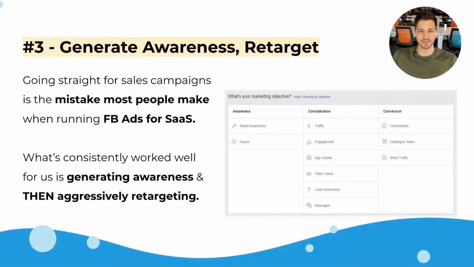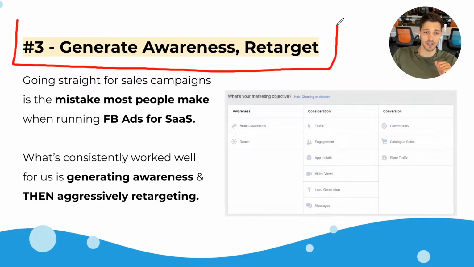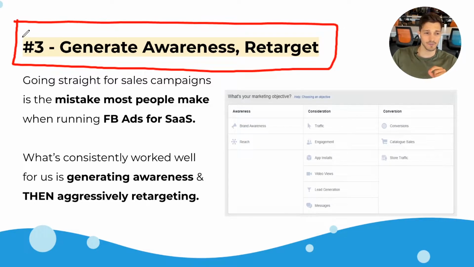This is actually a big mistake I see a lot of companies make when they're running Facebook ads for the first time, software companies specifically, is they try to go straight for sales. They just try to drive people to sign up and become paid right away, which sounds like it makes sense, right? But it's actually better to generate awareness, build an audience, and then retarget them, rather than just saying, hey, my name is XYZ software company, buy our product right now.